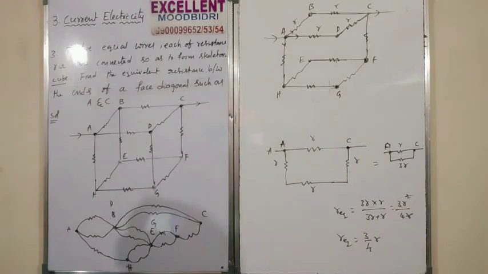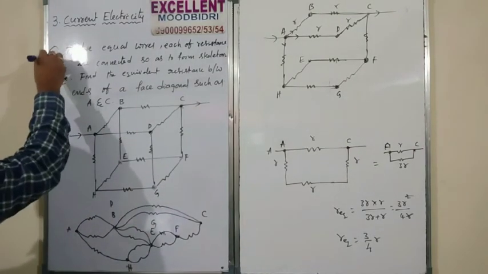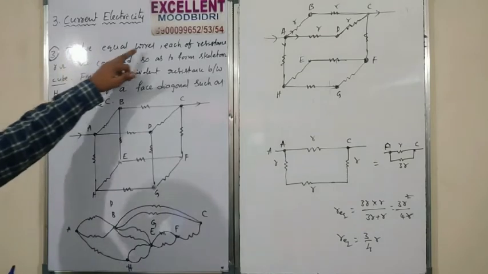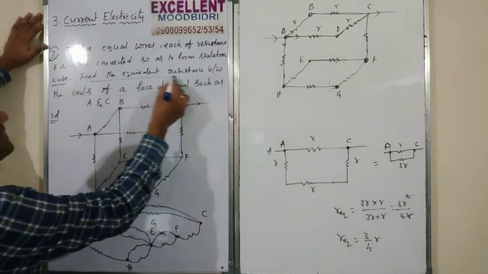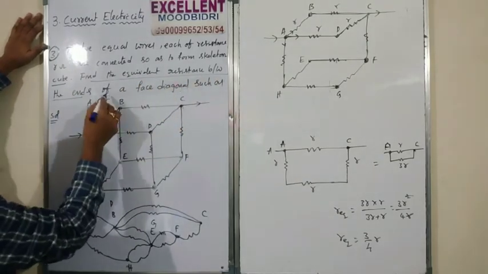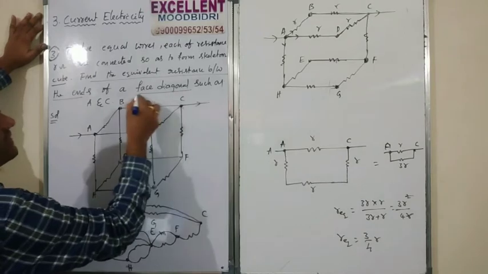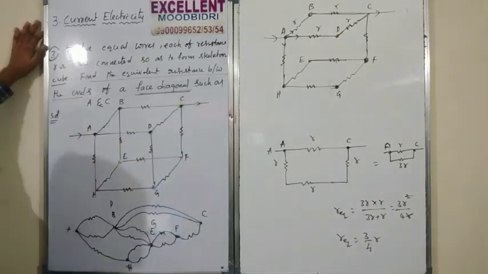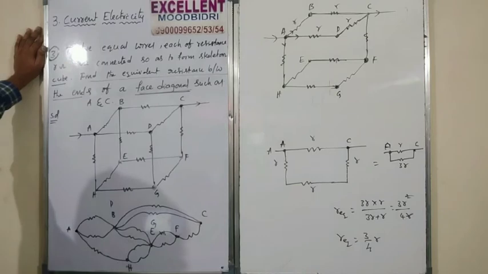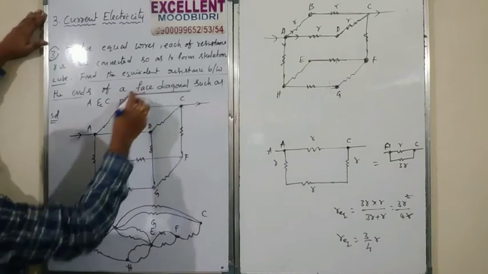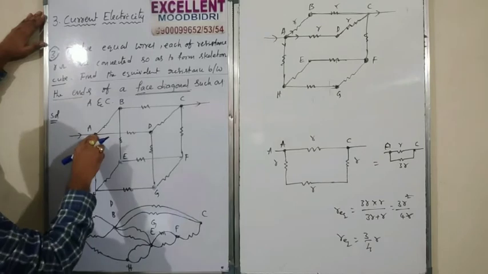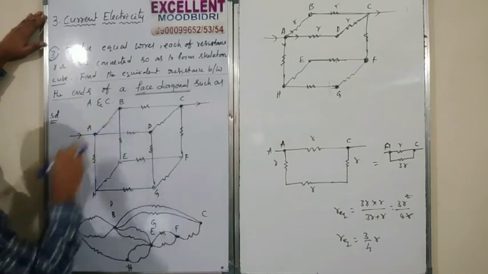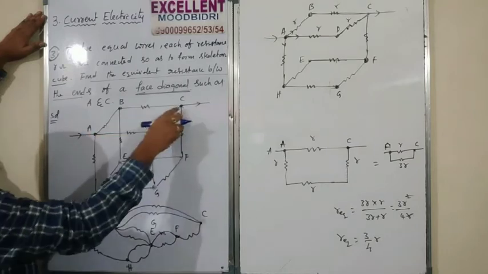Right, last problem, the third problem, is based on cube related problems. So 12 equal wires, each of the same resistance. Now they are asking to find the equivalent resistance between the ends of a face diagonal. The previous one was the body diagonal, A to F. The second problem was A to B, the adjacent side. Now the face diagonal, A to C.